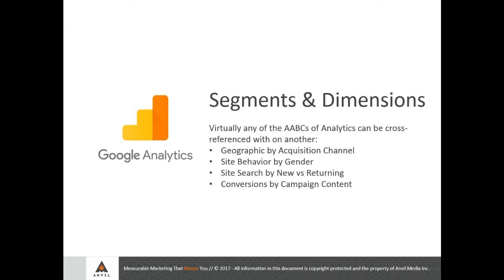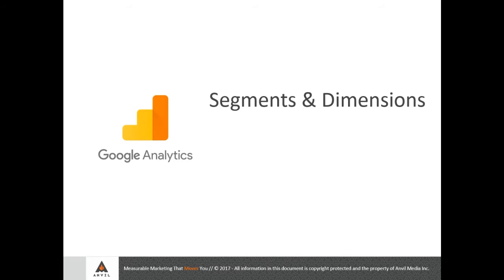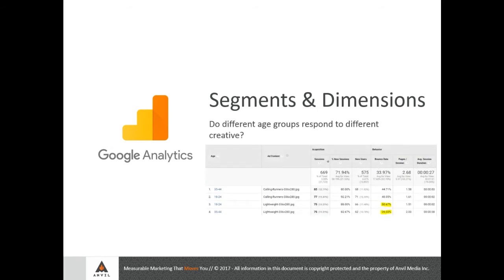The way you answer these deeper follow-up questions is through segments and dimensions. Virtually any of the ABCs, the audience, acquisition, behavior, and conversions, can be cross-referenced with one another. So you can look at geographic by acquisition channel, site behavior by gender, site search by new versus returning. I could list several slides of all the different combinations that you could put together, but it's really a matter of taking that little nugget of information that stands out and starting to compare it from different angles.